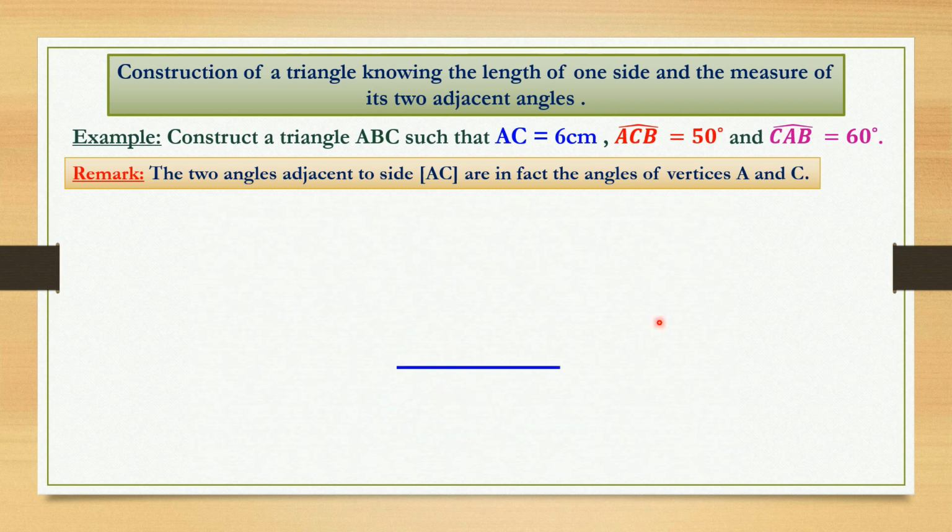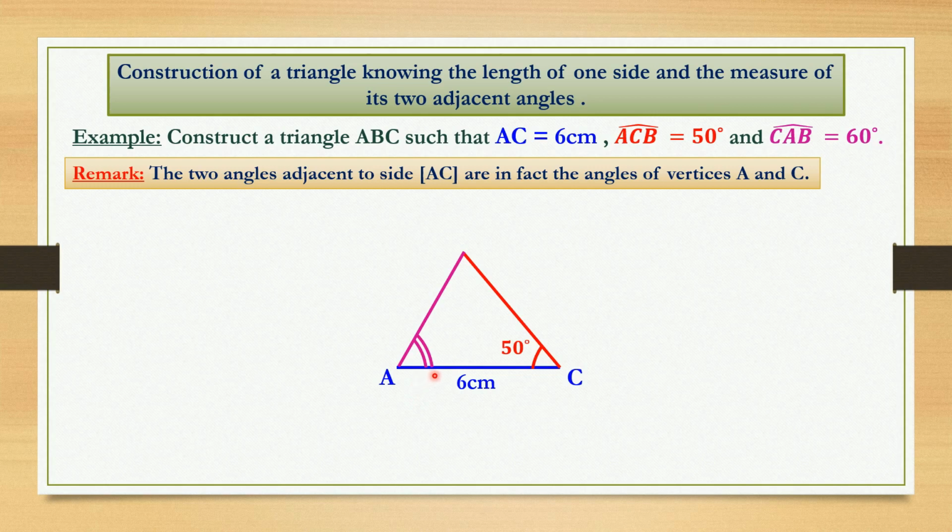Now let's do these steps again. So first we draw segment AC of length 6 centimeters. Then we draw a semi-line such that the angle of vertex C is equal to 50 degrees. Then we draw another semi-line such that the angle of vertex A is equal to 60 degrees.